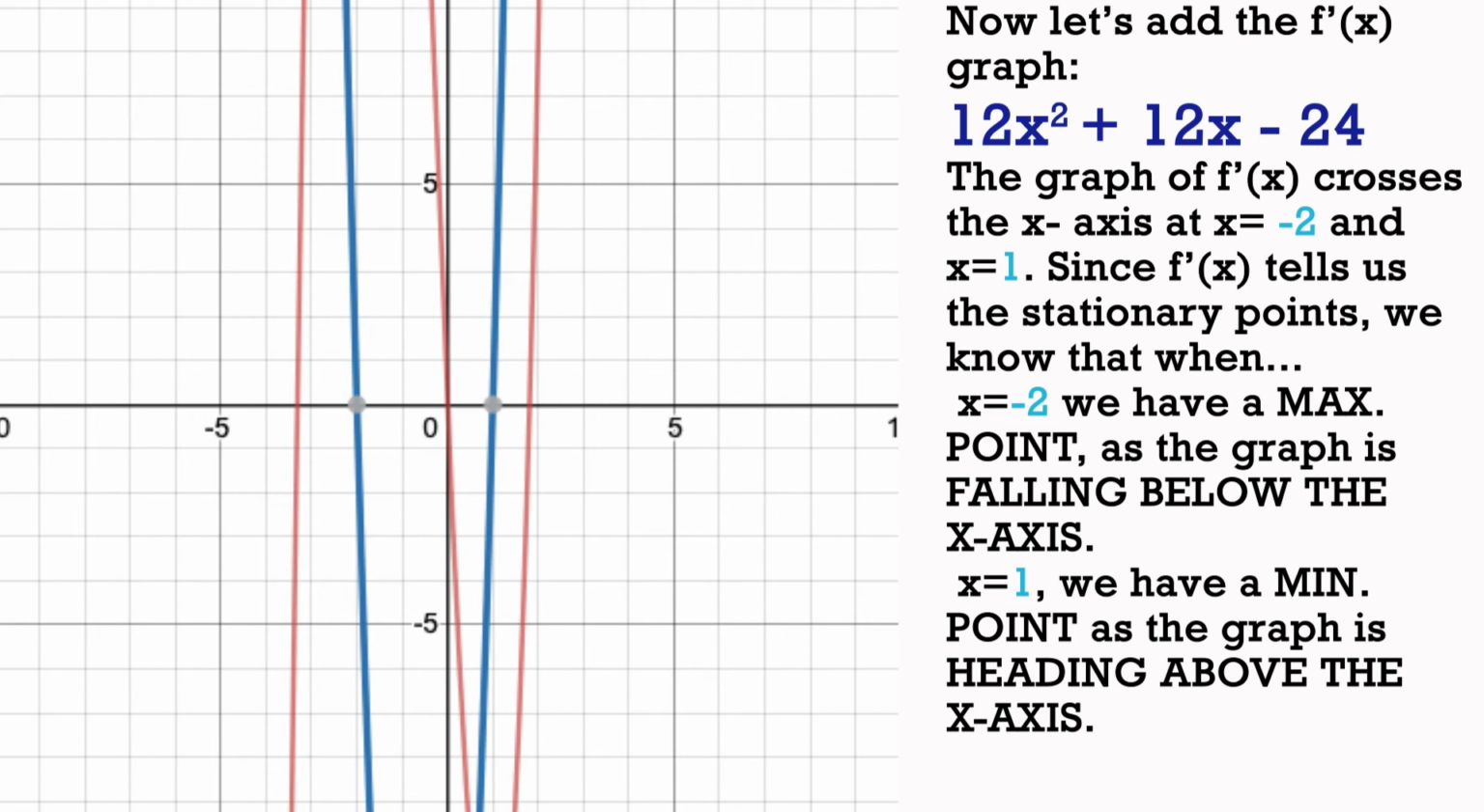Meaning, if you look at the graph, at negative 2, the graph has gone from being above the x-axis in the positive region to then being below the x-axis, the negative region. We also know that when x equals 1, we have a minimum point, as the graph is heading above the x-axis. We're going from the negative region to the positive region of the graph.